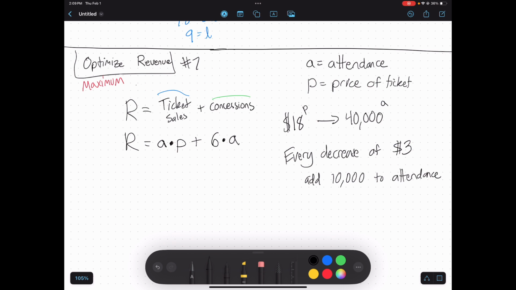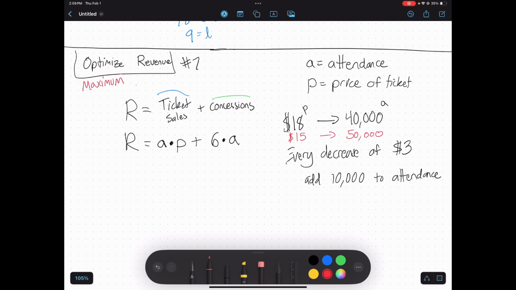So what does that tell me? An easy way to make sense of this is what happens if I just lower the price to $15? According to this, only 30,000. Oh, sorry. No, it adds 10,000 to attendance. My bad. An additional 10,000 would show up. So I would have 50,000 attendance. Okay. If I kept going, if I went down to $12, I would have 60,000 people attend because 10,000 more people would attend.